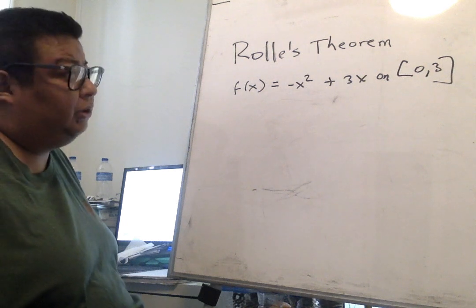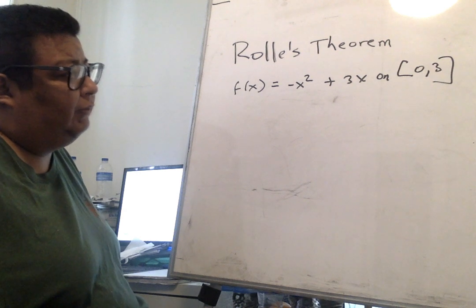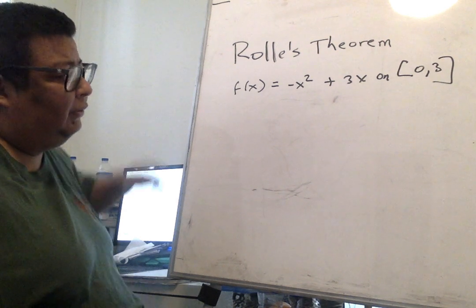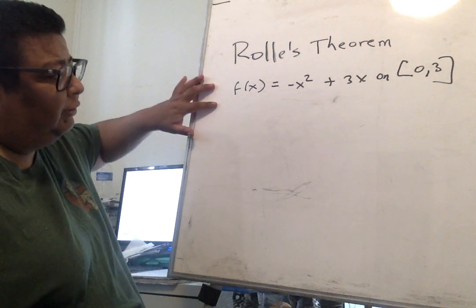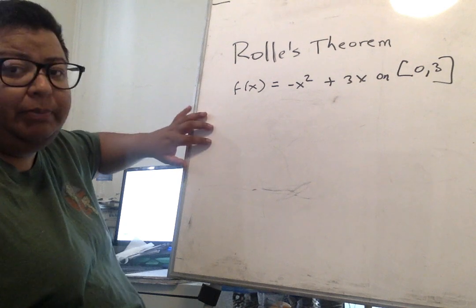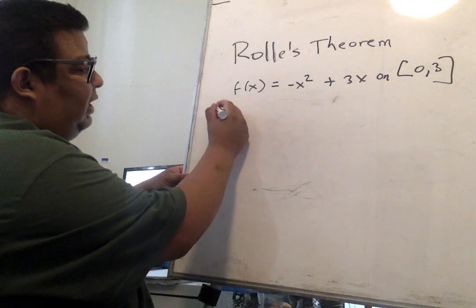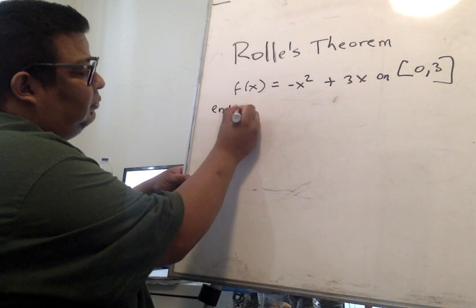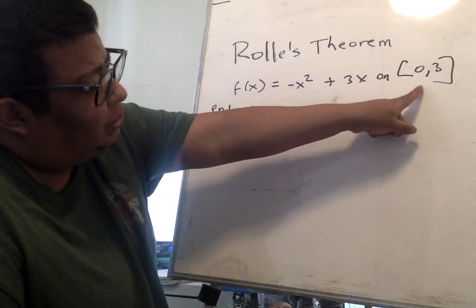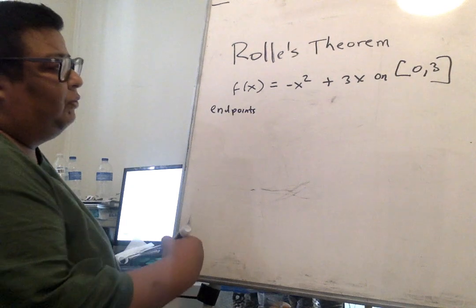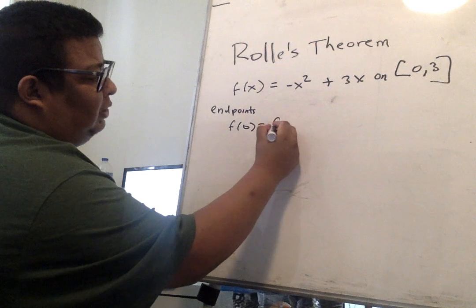So Rolle's theorem is a way of finding a critical point where the derivative of the given function is equal to 0. There are a few criteria that we need to determine before we can apply Rolle's theorem. For Rolle's theorem, we're going to check the endpoints. The endpoints of the closed interval 0, 3 have to be equal to each other. So f of 0 has to equal f of 3.